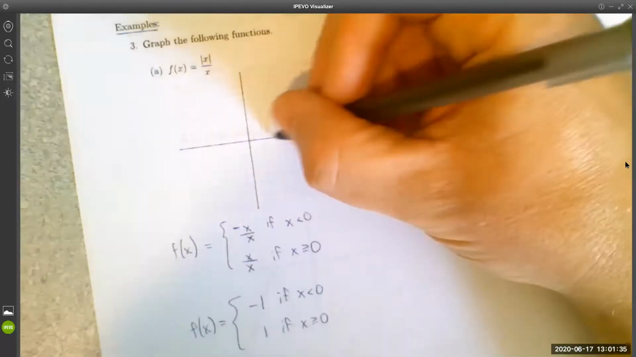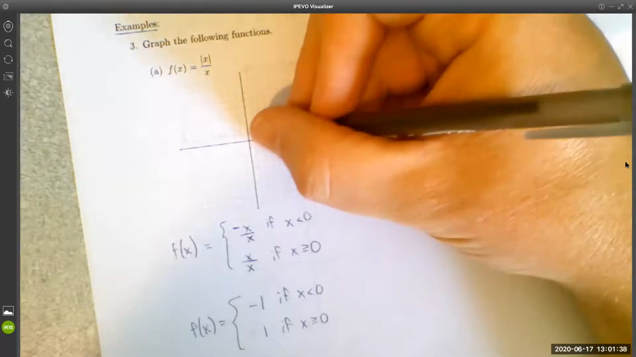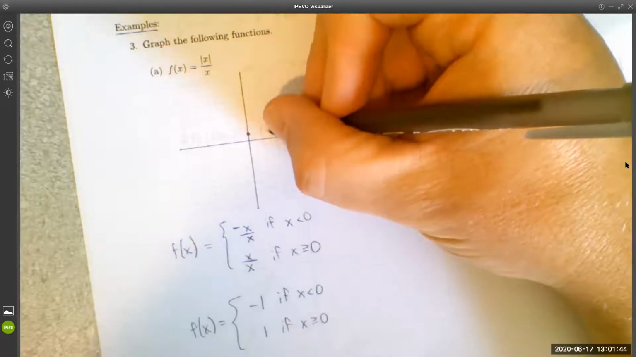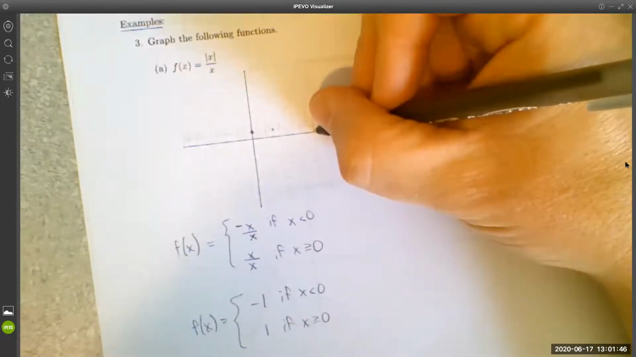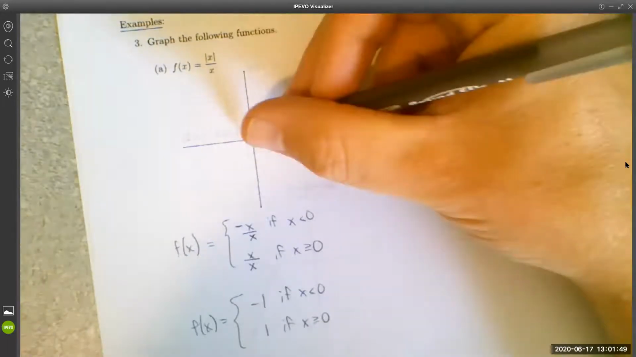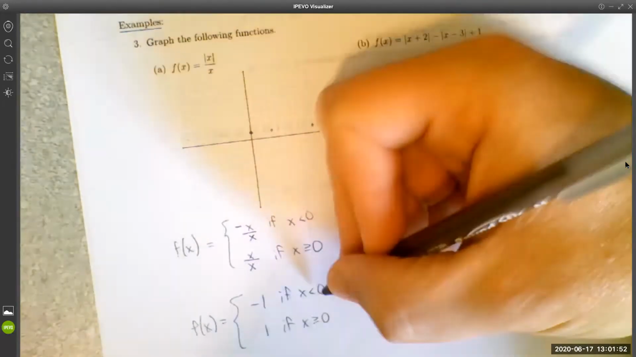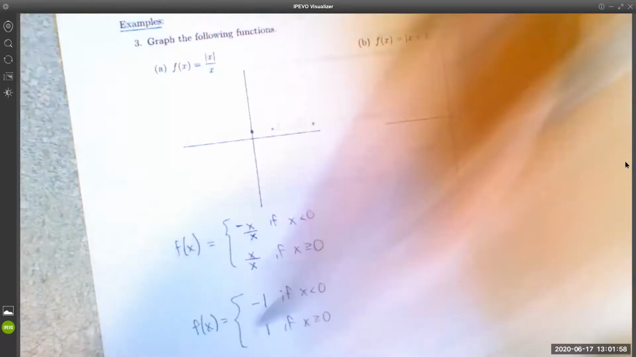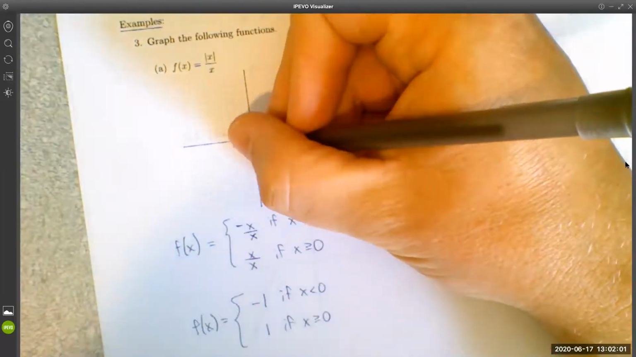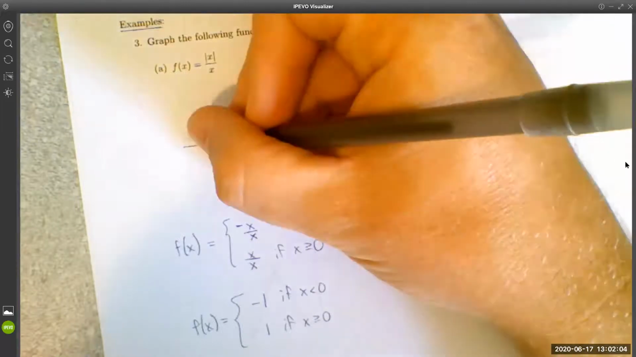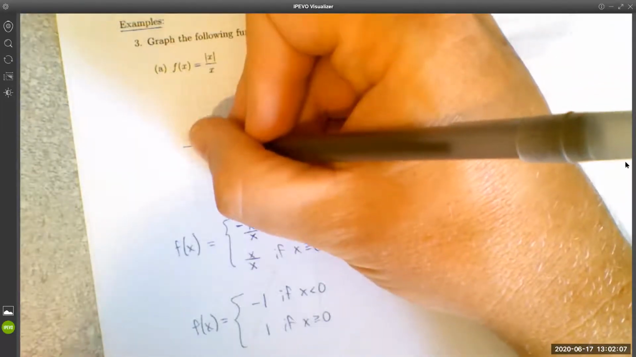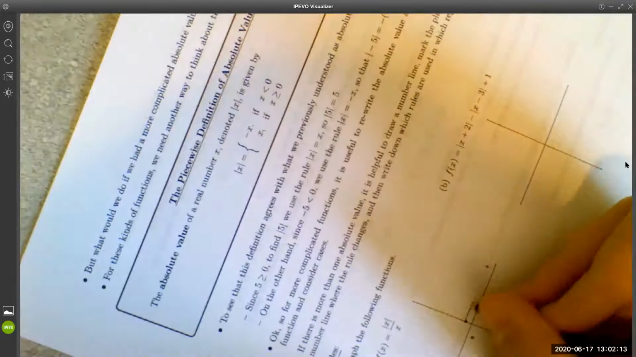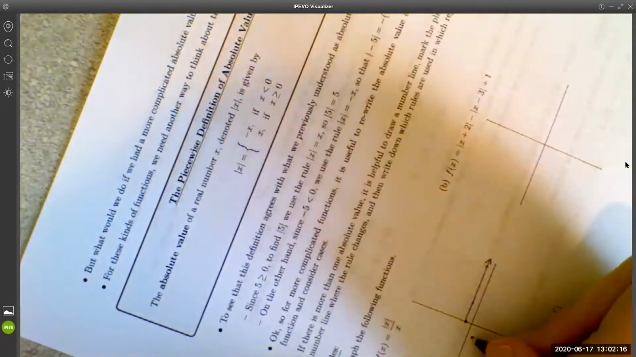If x is positive, so for any of these positive values up here, f of x is going to be 1. If x is 0, f of x is 1. If x is 3, f of x is 1. So you get that horizontal line at 1. If x is less than 0, so if x is a negative number, then f of x is going to be negative 1. If x is negative 2, f of x is negative 1. So you get a horizontal line there and a horizontal line there.